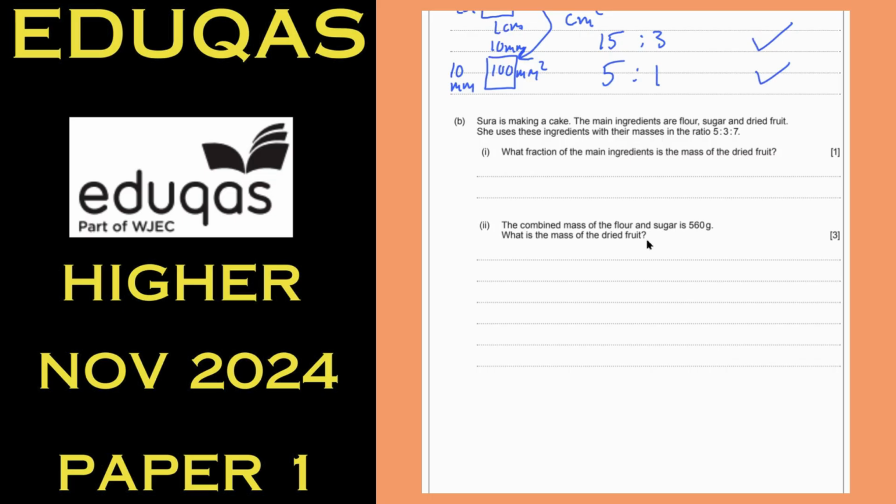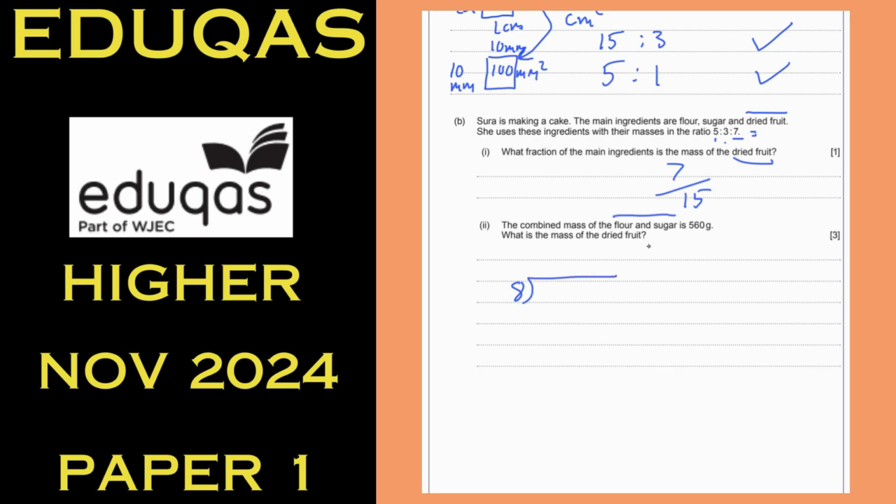Part B, we are making a cake. Flour, sugar, dried fruit in the ratio 5, 3, 7. 5 plus 3 plus 7 means we have 15 shares. What fraction is dried fruit? Dried fruit is mentioned third. That means dried fruit has a 7 out of 15 share. The combined mass, flour and sugar. Flour and sugar is 5 and 3, meaning 8.